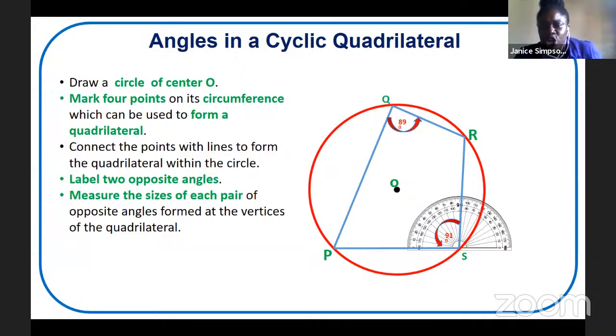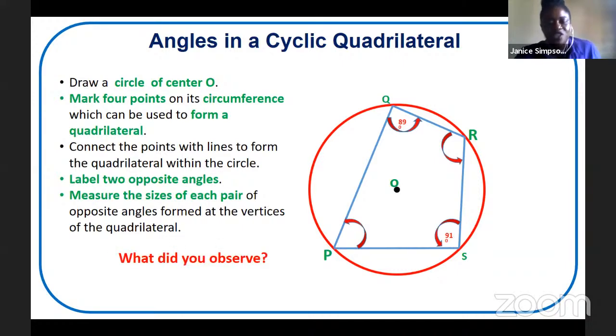Very good. Now, we want something to stand out clearly for you. So we're not going to measure the other two, but we're just going to identify the other angles which are also diagonally opposite here. All right, question. What did you observe? What did you observe?